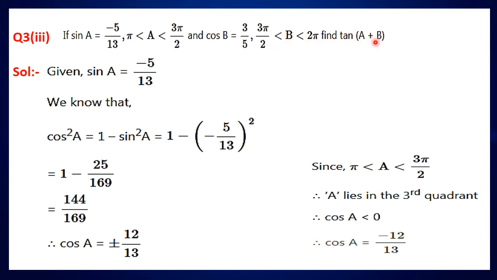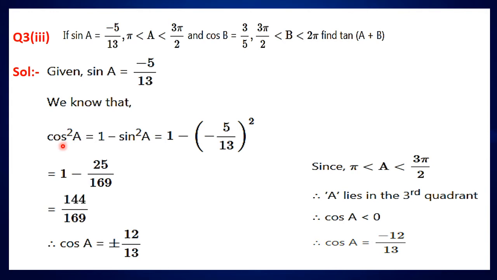Here the conditions are the same as in the previous question, and we need to find tan A and tan B from the given quantities sin A and cos B. So from sin A we find cos A by using the identity.